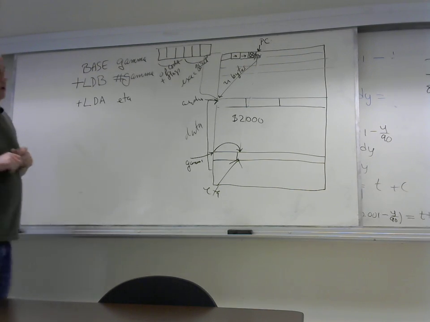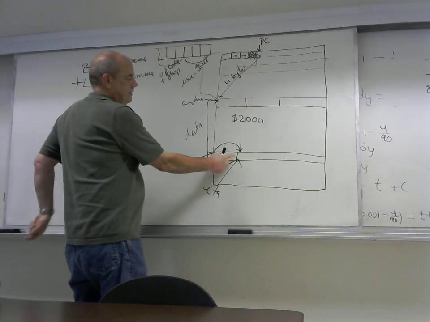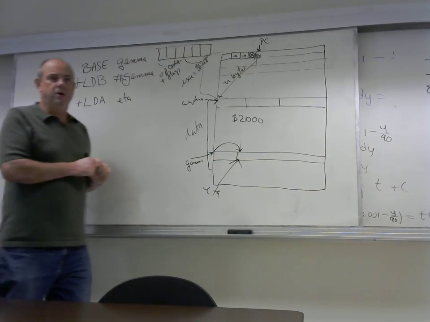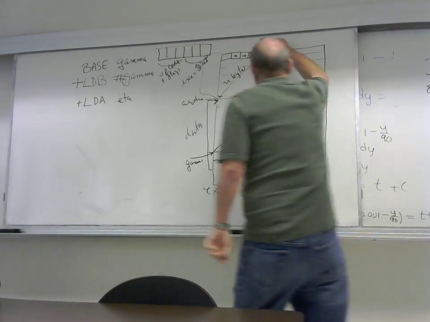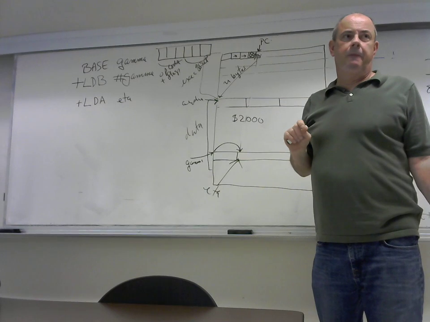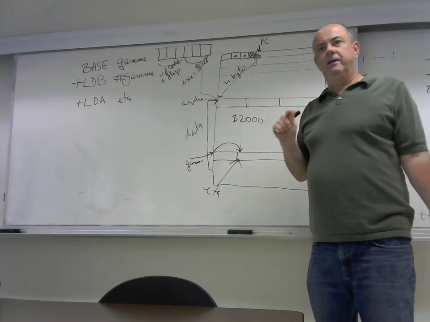With base mode, it says go to the base register and add this offset to it to get here. With PC relative mode, go to this register, take that number and add the offset to get here, or wherever it may be. Does everybody follow me? Do we understand? Okay.